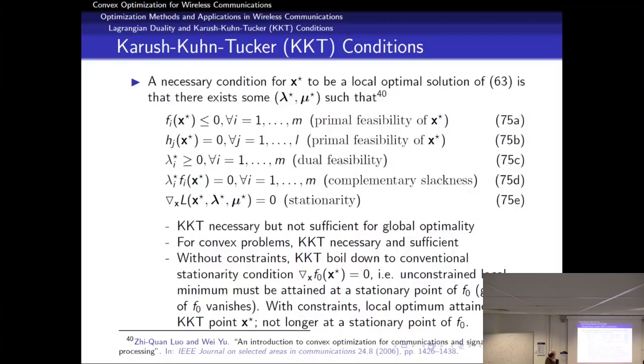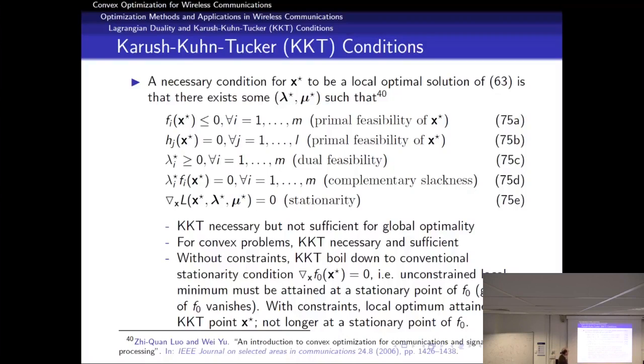So what it says is the following. You have essentially 5 conditions to satisfy. The first 2 are the primal feasibility. So you just say you have to satisfy the constraints. And we had 2 constraints: the inequality constraint and the equality constraint. So obviously, to be a local optimum, you have to satisfy the constraints, right?